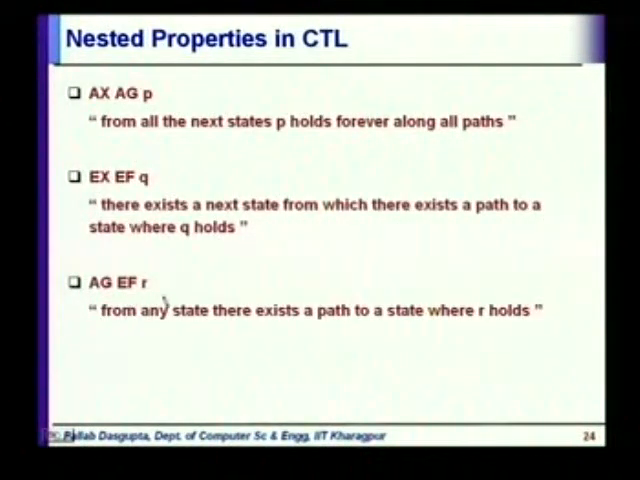Then AGEFR, from any state there exists a path to a state where R holds. So, this says along all paths in all states EFR must hold. That means that in every state of the structure EFR must hold. So, from every state there must exist some path in which R holds in the future.